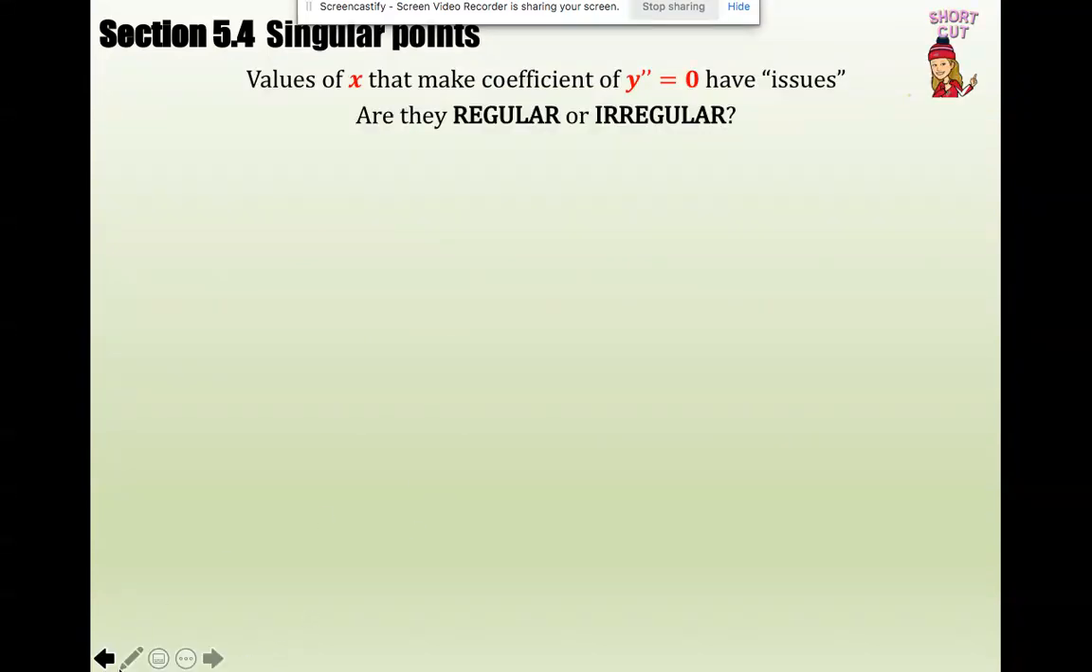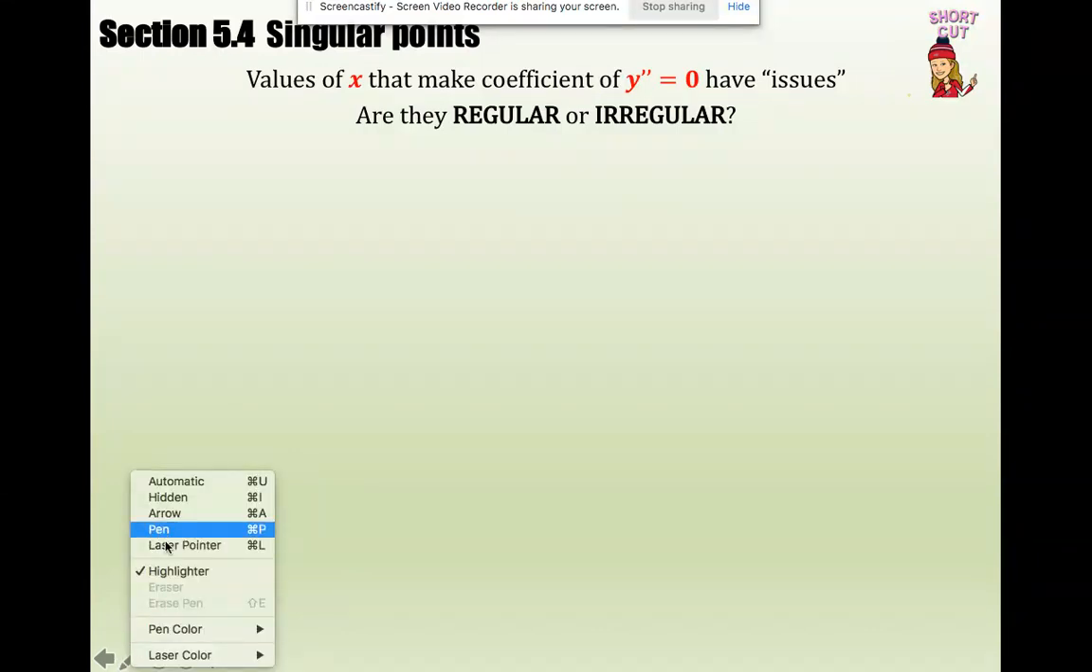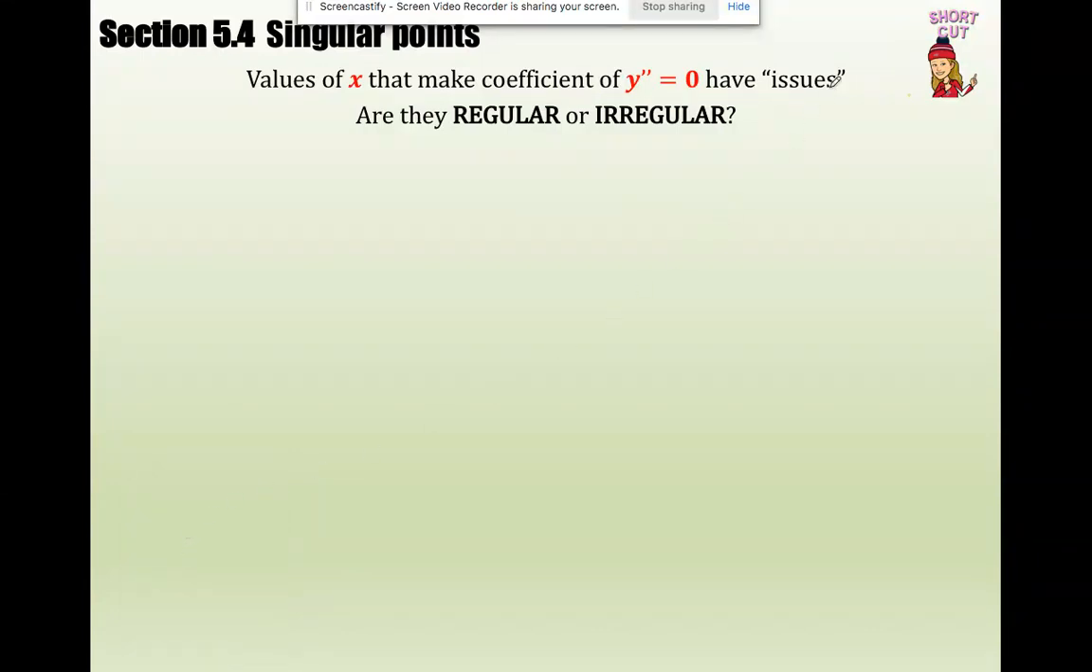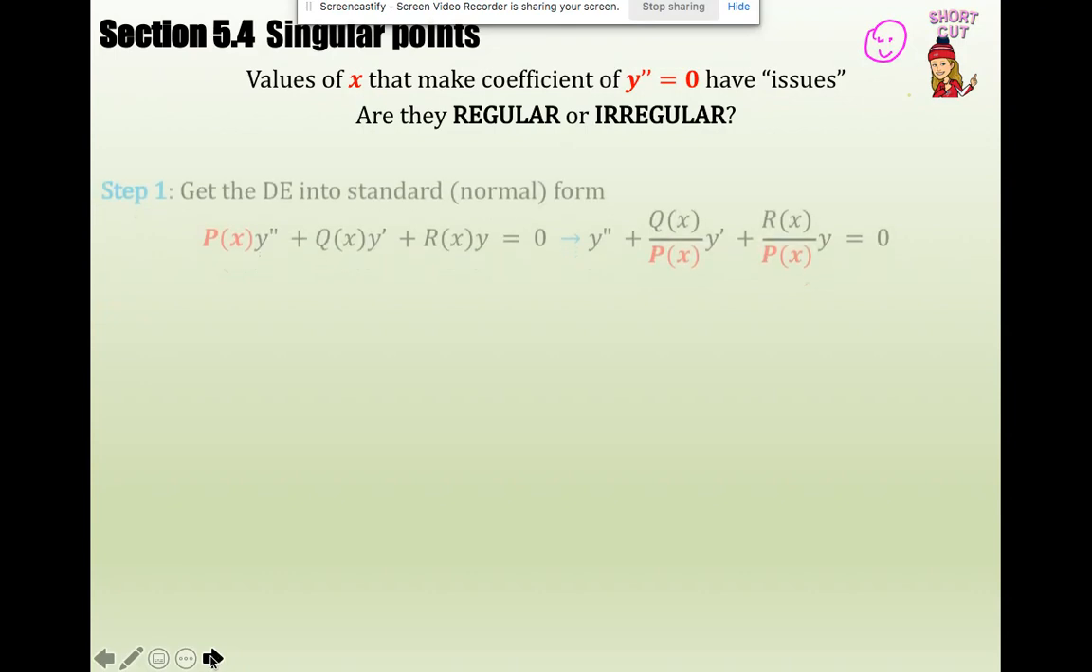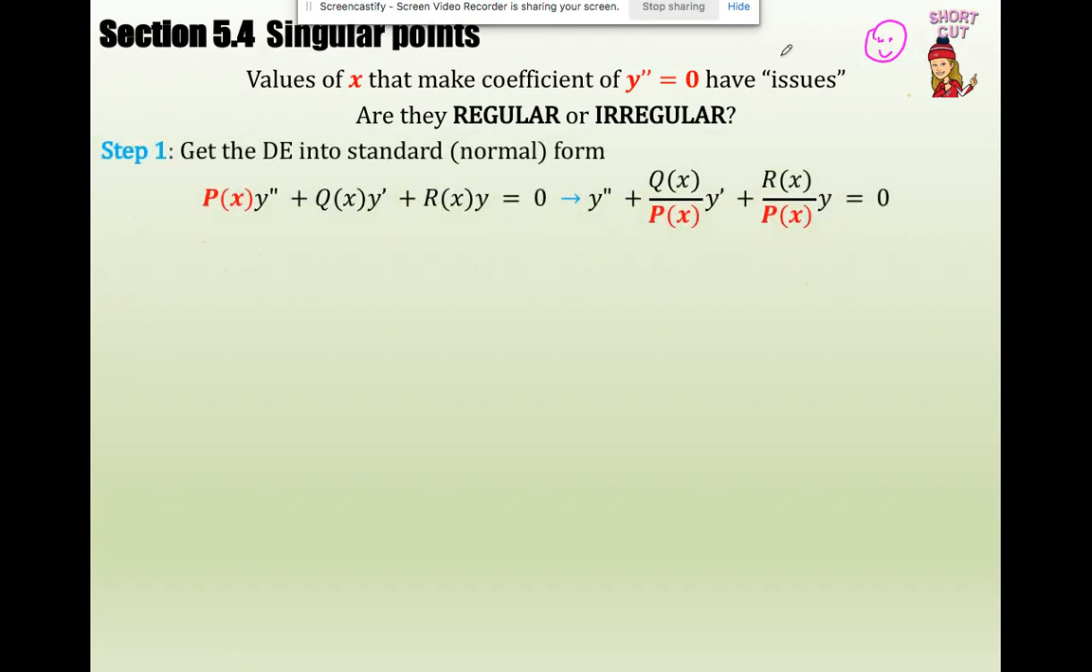So that's great, but I prefer not to have to take a limit each time. I do have a shortcut. You're welcome. So first, you're still going to find the values of x that make the coefficient of y prime equal to 0. You know you have issues there. If you're asked if they are regular or irregular issues, and again, remember, we call that singular. Are they regular singular or irregular singular?